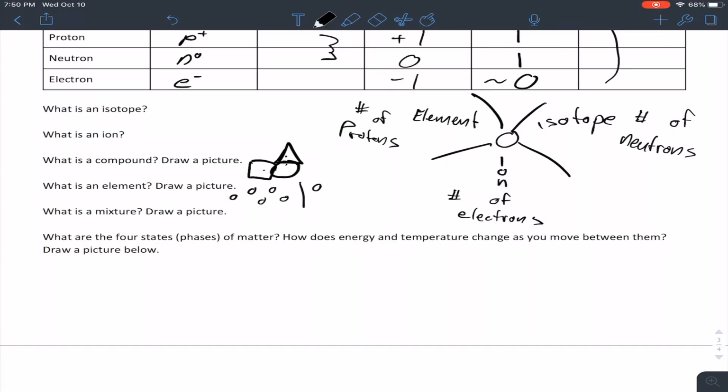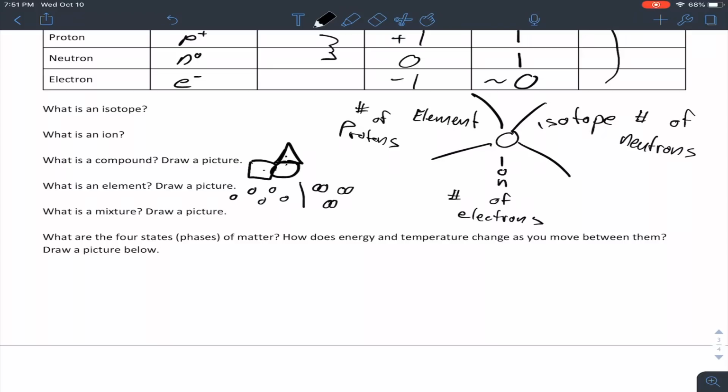Or it could be like two circles together, right? That's still an element. That would be O2, two oxygen atoms bonded together. And even though they're bonded, since they're both still one single type of atom, we can consider that an element. Okay, and our last one, a mixture.